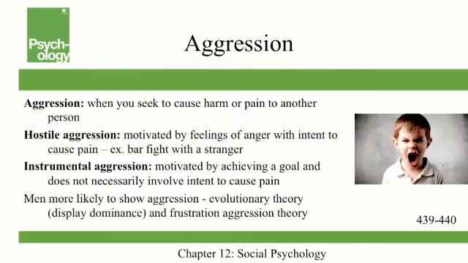Aggression is when you seek to cause harm or pain to another person. And we can talk about hostile and instrumental aggression. Hostile aggression is motivated by feelings of anger with intent to cause pain. So if you would get in a bar fight with a stranger, how common is that? Instrumental aggression is motivated by achieving a goal and does not necessarily involve intent to cause pain. So this is like a contract murderer, and I think we know how common those are.